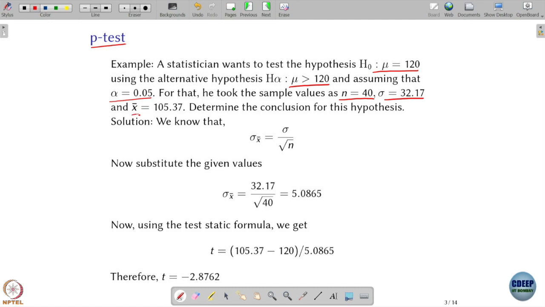And from the samples, it has been computed that the sample mean is 105.37. Now, using the p-value, we want to conclude whether this x bar is statistically significant or not. So, how do we do this? First, we are going to compute the statistic. For that, I need the variance of my estimator.